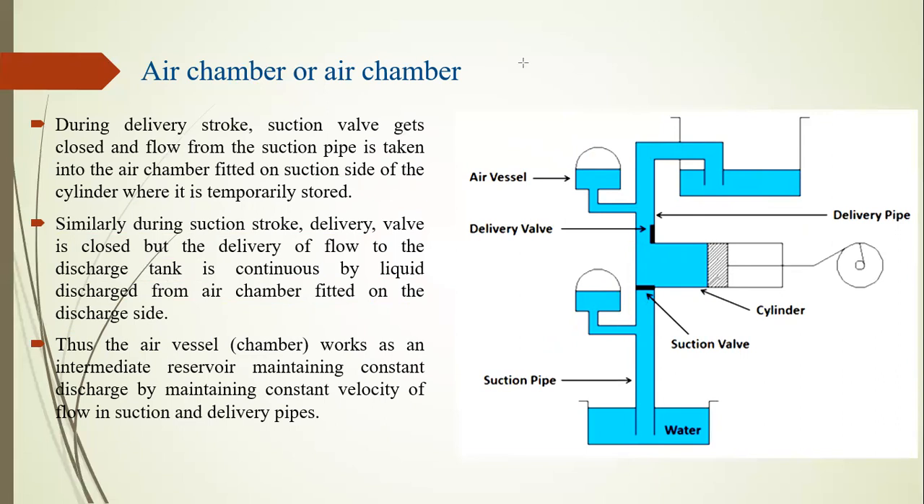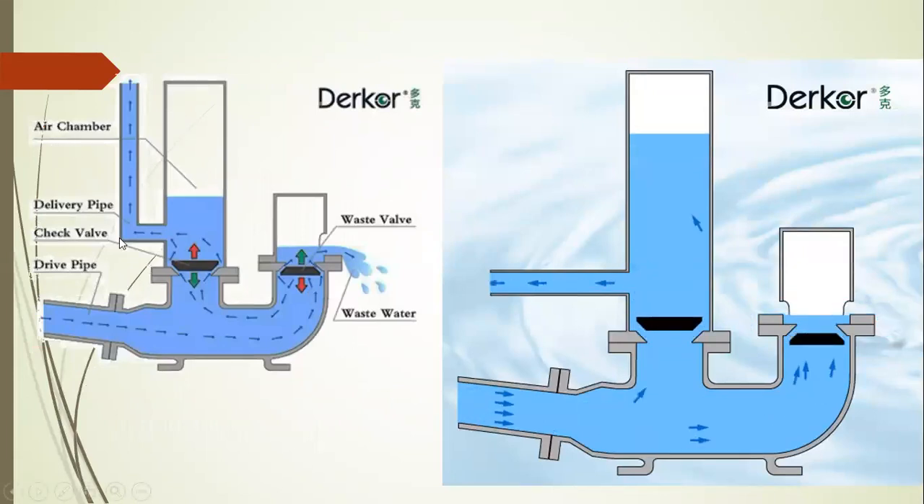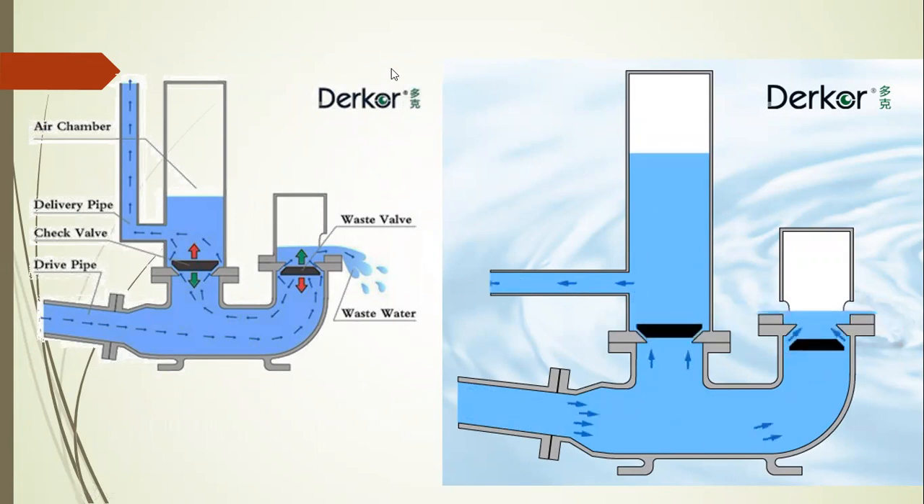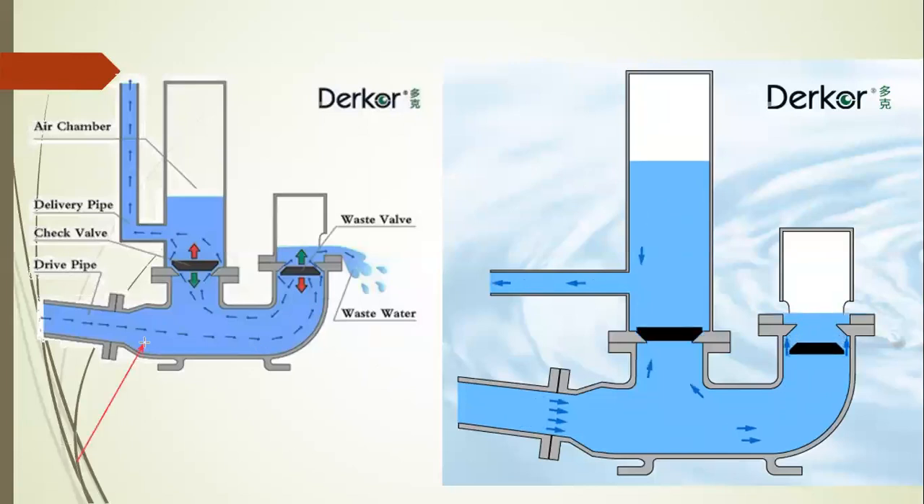Now we have to see the working animation file. It is a clear, basic image showing the air chamber, delivery pipe, check valve, and drive pipe. And here is the wastewater. Here is the main line, like a suction line or any discharge line. One valve is given to operate between the air chamber and the outlet. Another valve is given to let the wastewater out from the line.